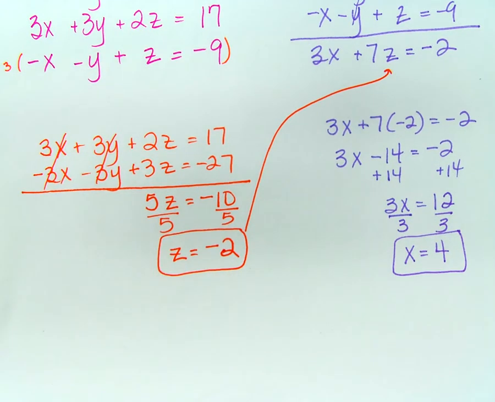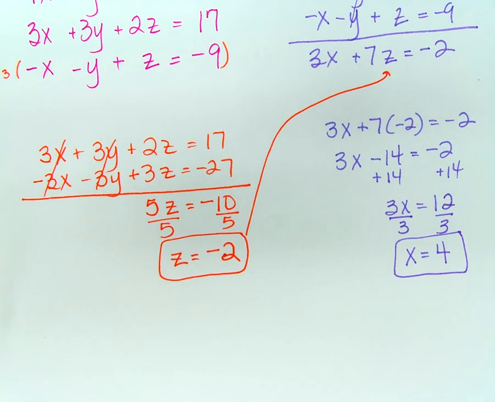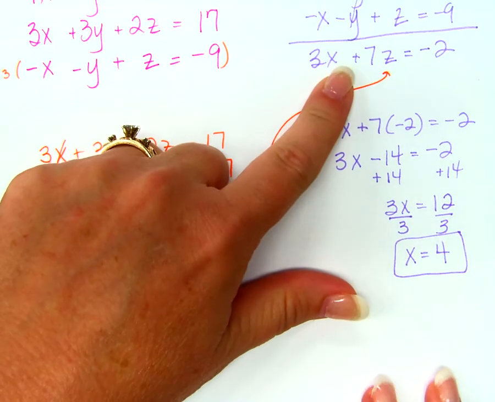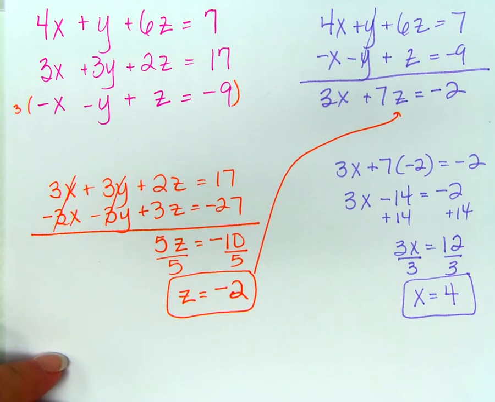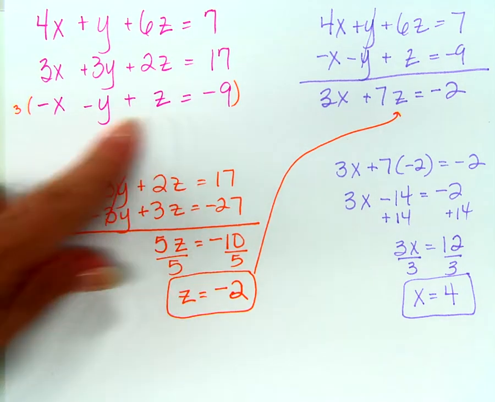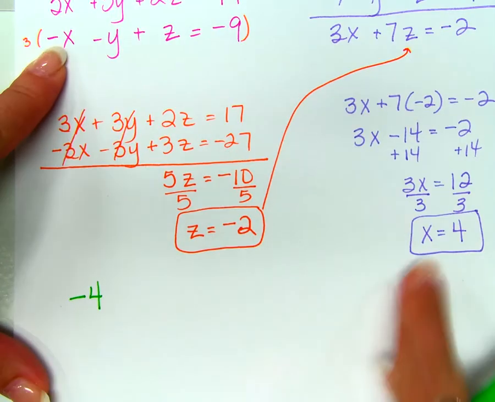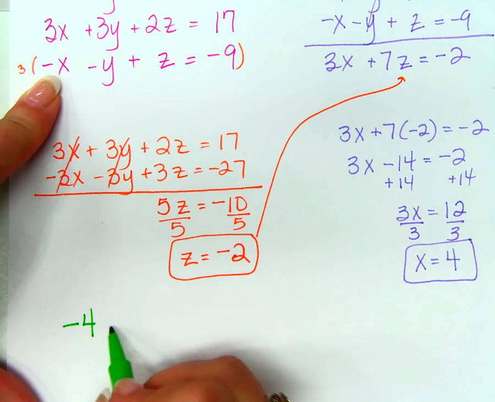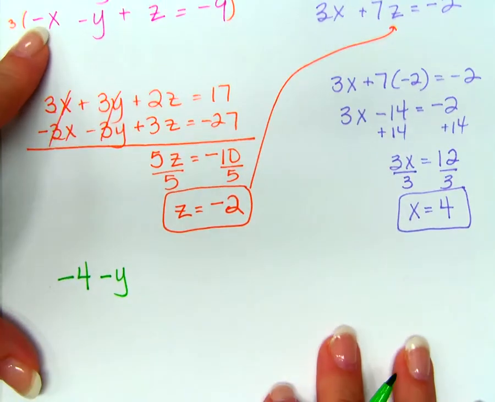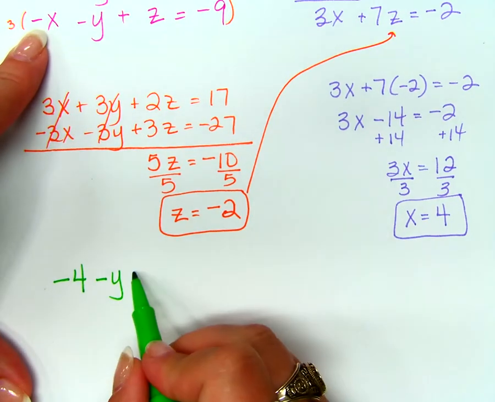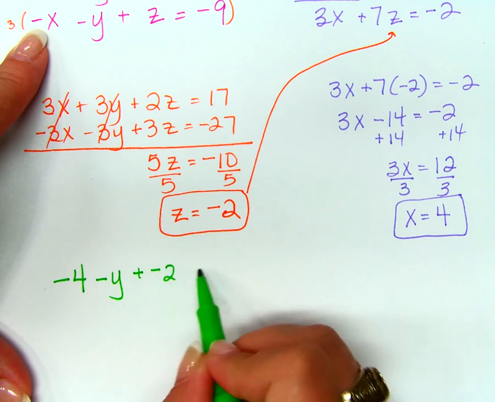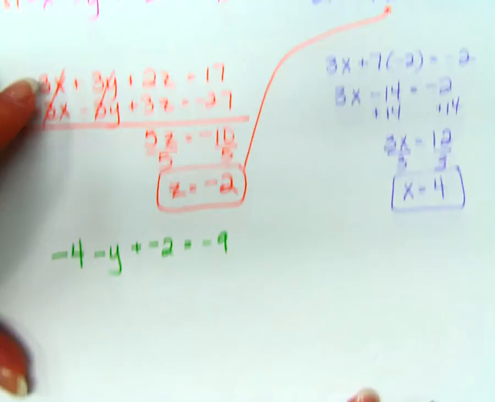Now plug it back in where? This one? Oh, this one. Okay. All right. Negative 4, because I already know what x is, right? Negative 4 minus y. I don't know y yet. That's what I'm trying to figure out. Plus z, so plus a negative 2 equals negative 9.